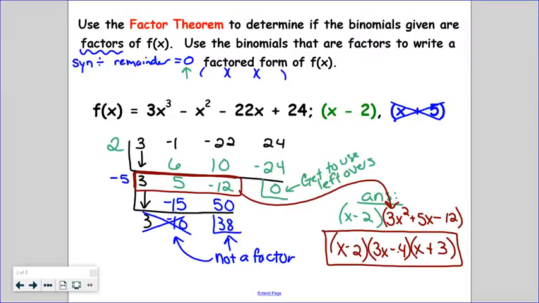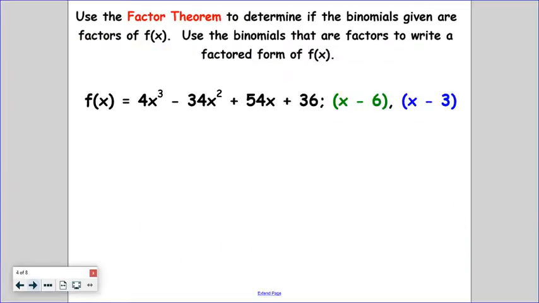Okay, so like I said, we've got 4 examples of this because we're going to see one of each variety. First one worked on this one, second one did not. So let's see the other options here of when they both work, both don't work, first doesn't, second does. Second example, f of x equals 4x cubed minus 34x squared plus 54x plus 36. They give us possibilities of x minus 6 and x plus 3. They're saying, hey, those might work. Try them out.